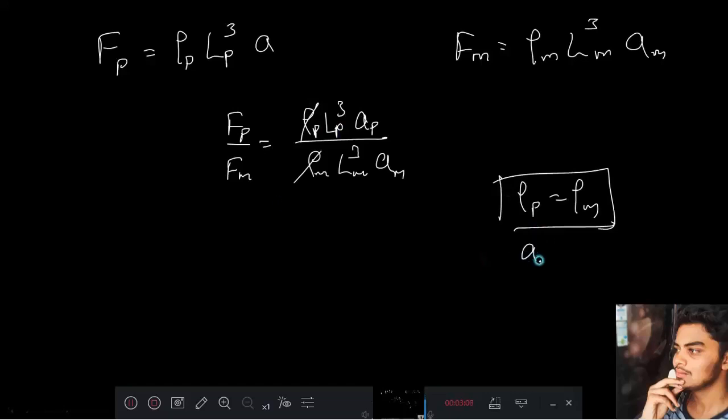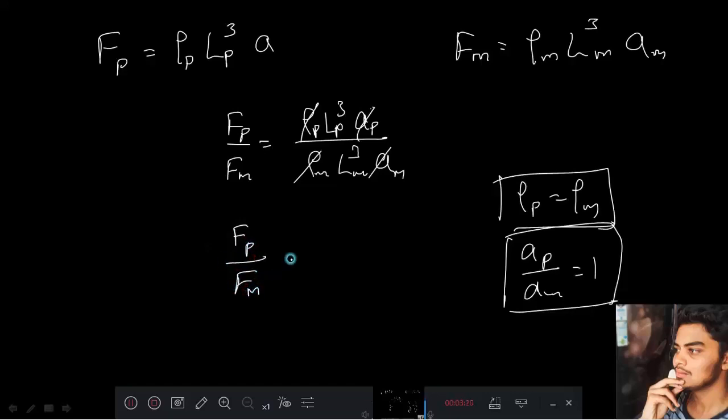Then AP by AM, that is the acceleration ratio, is equal to 1. Then the formula becomes Fp by Fm is equal to Lp by Lm whole cube. Here we need to find the force on the prototype, that is Fp. For Fp, F equal to Fm into Lp by Lm whole cube.